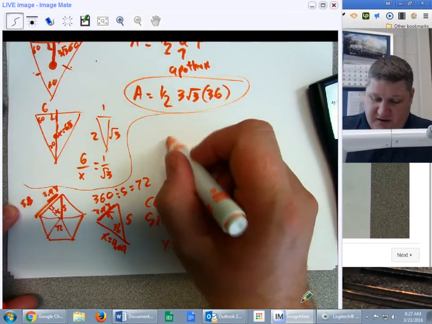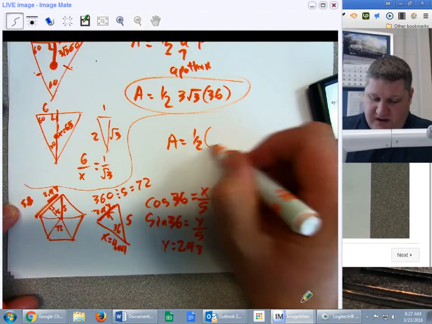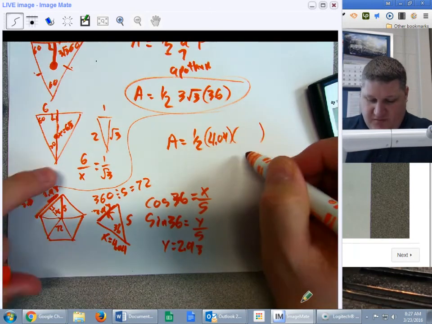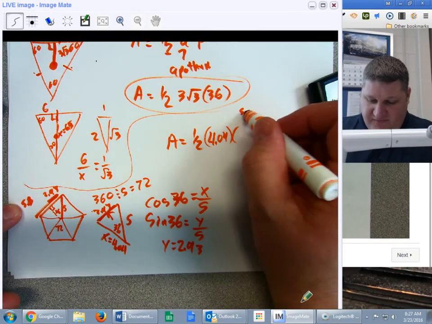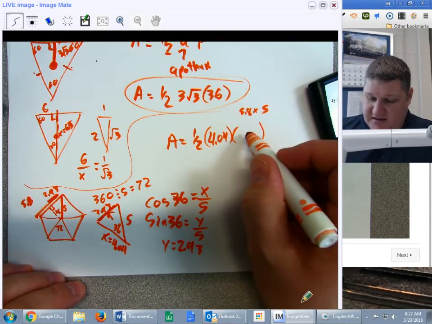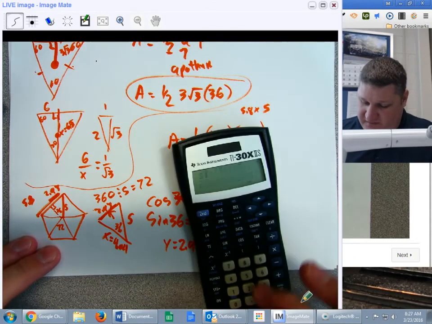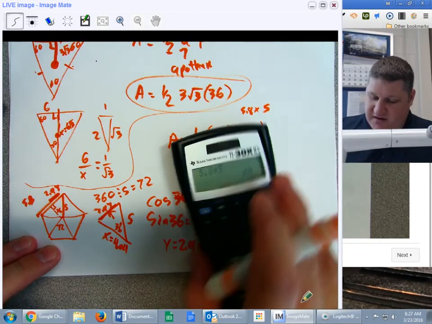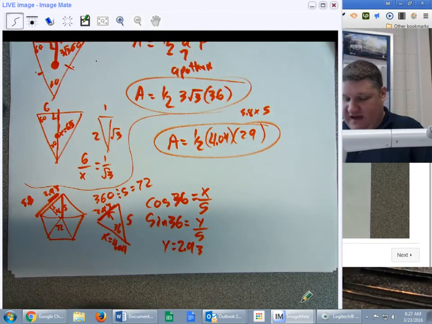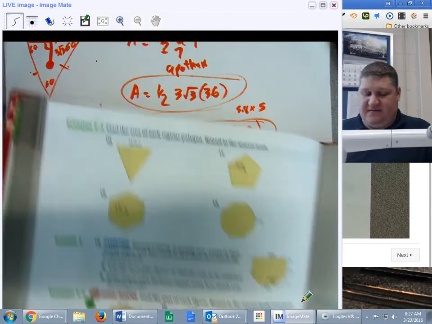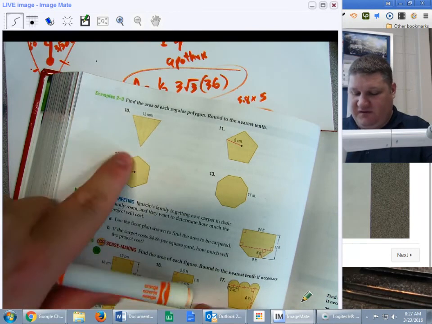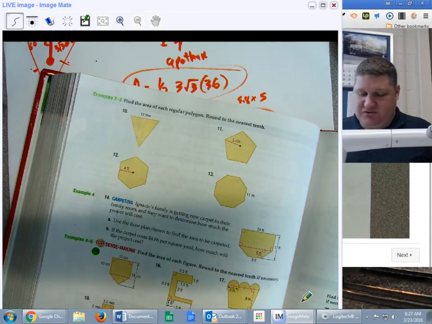So area equals 1/2 apothem. Apothem would be 4.04 times perimeter, and that's going to be 5.8 times 5. So 5.8 times 5, you get 29. So you multiply all that together, and that's your area for that. Now, you're going to do the same thing down here for 6. You're going to break it up, except you're going to have 6 triangles, which will be 60. Here it's going to be different yet. See what you can do with those.